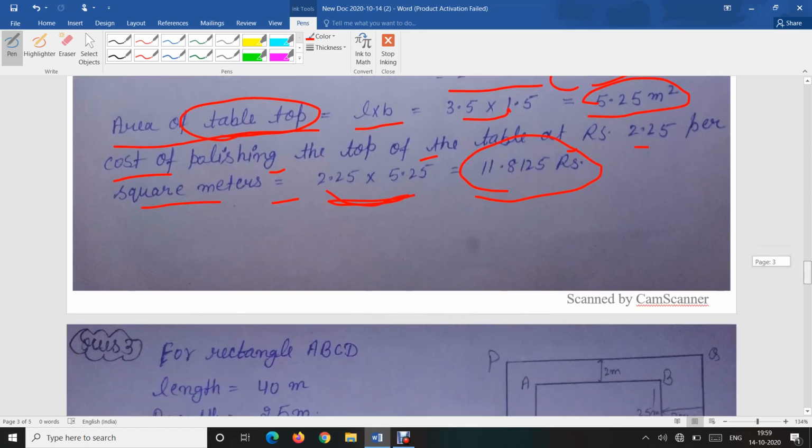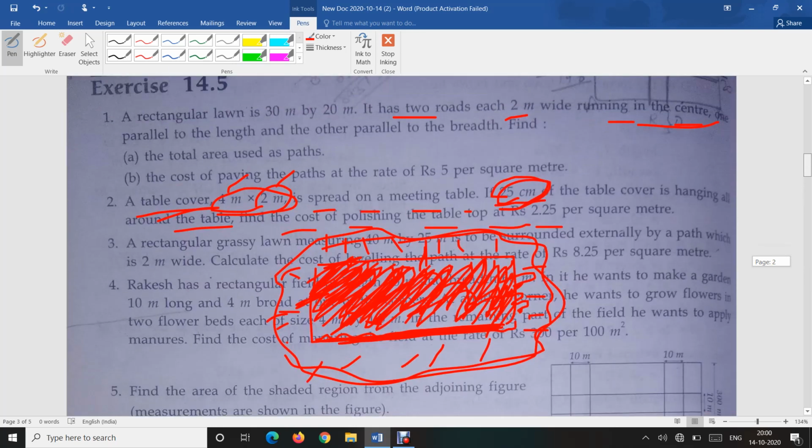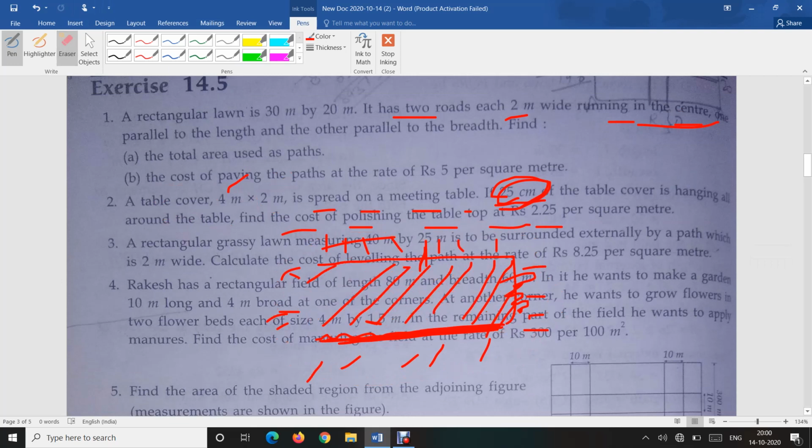Hope you understand this question also. If you have any problem, then you can ask. Now let us move towards the next question, which is question number 3. So what is question number 3 saying?